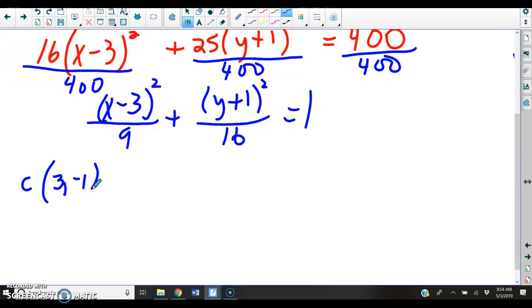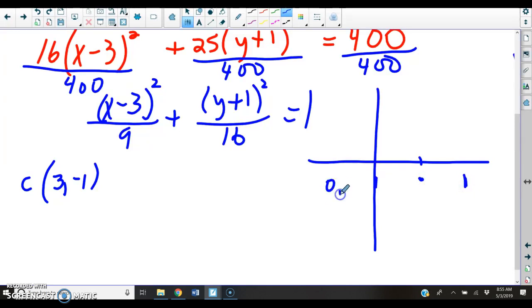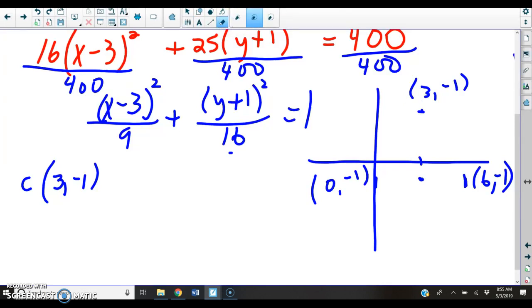I'm going to go 3 right and left from that. So 3, negative 1 is my center. I'm going to go 3 to the right and 3 to the left. So that's 0, negative 1, and 6, negative 1. And I'm going to go 4, because the square root of 16 is 4, 4 up and down from that. So this is going to be 3, 3. I'm sorry, I added to the wrong one. 3, 3. And this would be 3, negative 5, I believe.